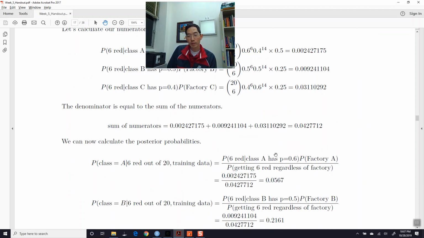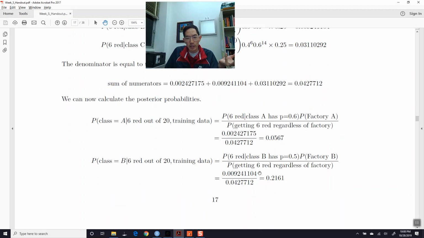And after we factor all of this in, when only 6 marbles are red out of 20, the probability of it coming from factory A went from, prior to looking at the data, 50%, to only around 5 or 6% after looking at the data. And basically we're saying that it's very unlikely for a random sample of 20 marbles to end up with only 6 red. And so we only get a 6% probability that it belongs to class A, okay?